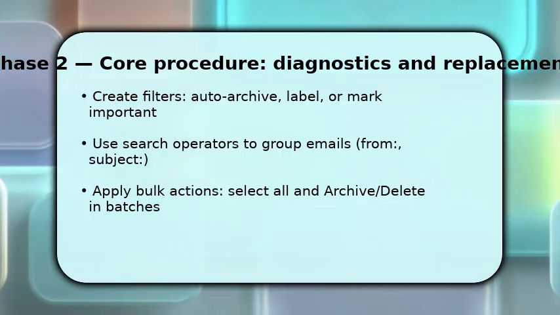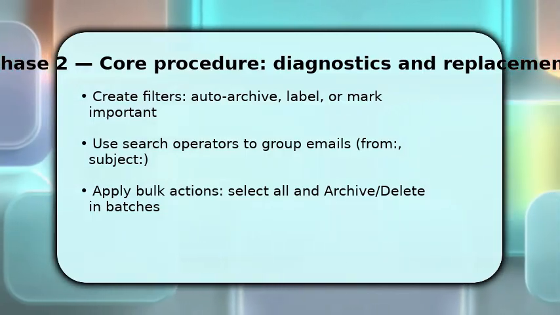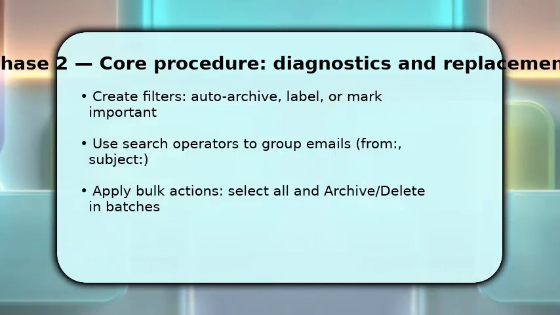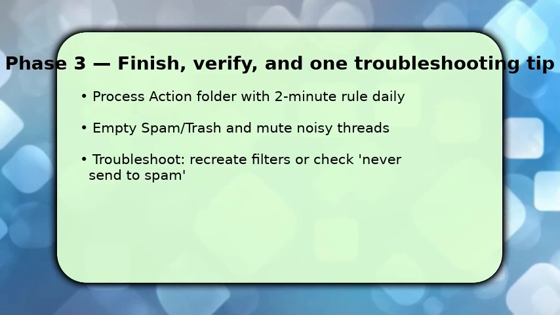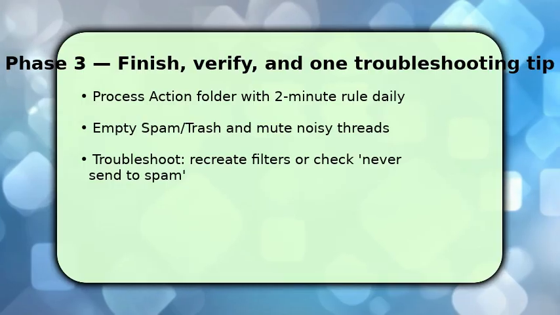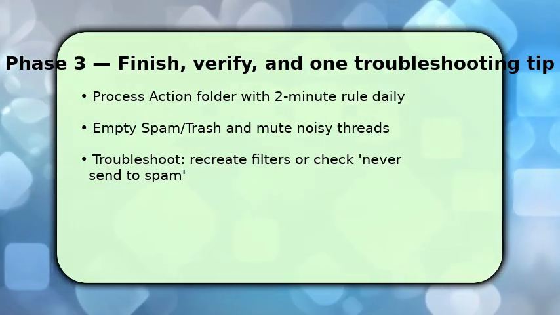Because filters run automatically, future emails are pre-sorted. Keep checking the action label. It becomes your short to-do queue, not a storage pile. Finish by clearing the action label. Use the 2-minute rule, do quick replies, schedule deeper tasks, or convert to calendar items.